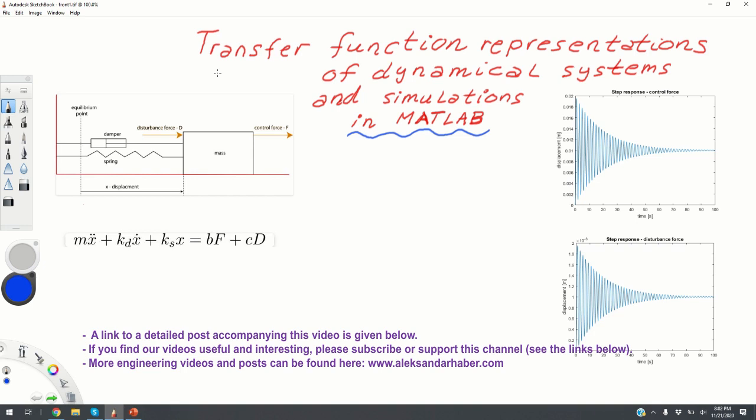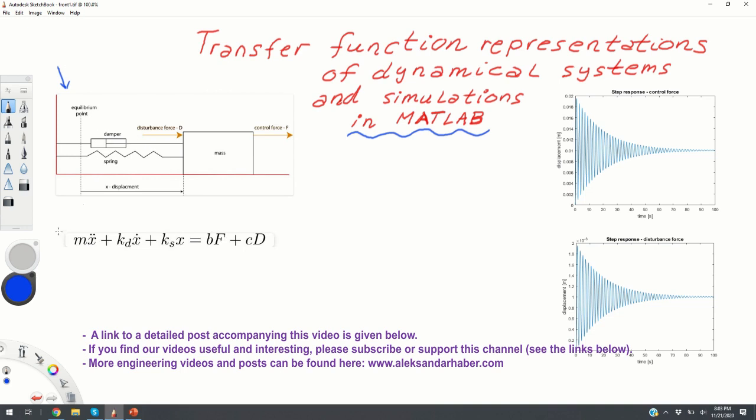Hello everyone! Today we are going to learn how to represent models of dynamical systems using transfer functions. For example, what you can see over here is a simple mass spring damper system that can represent the dynamics of a large number of mechanical and electrical systems.